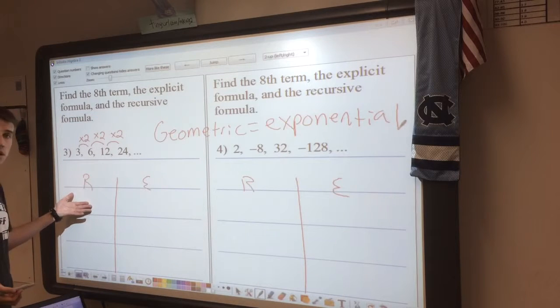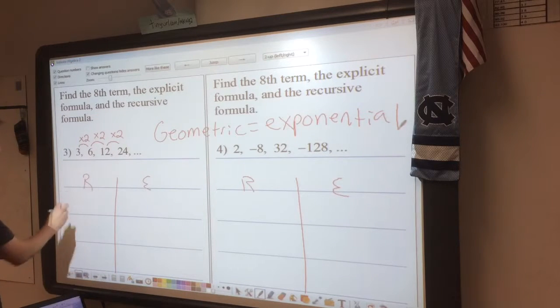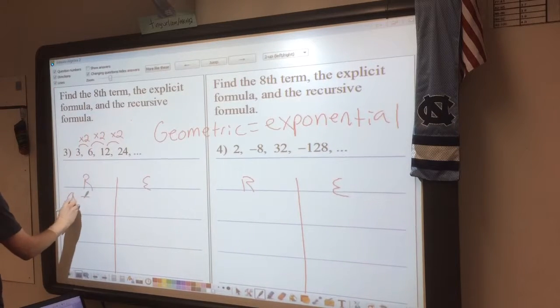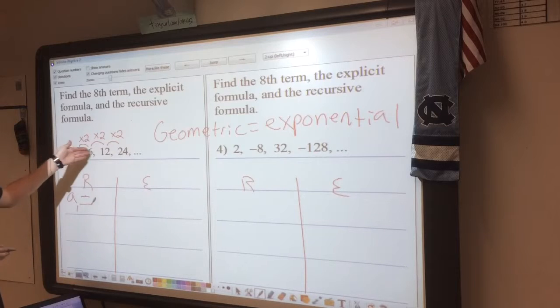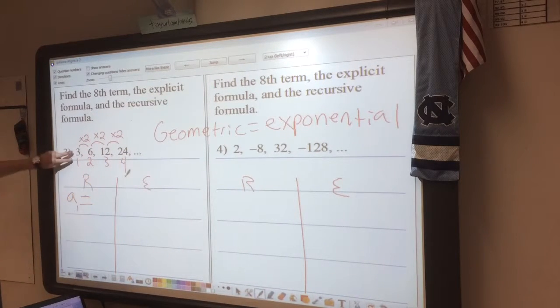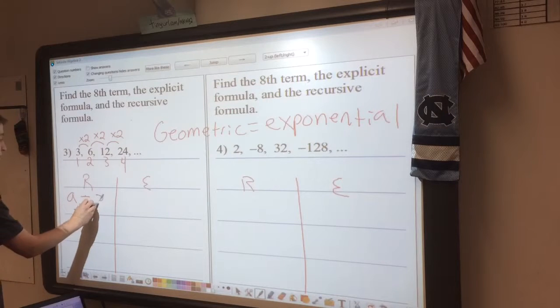Recursive formulas, just like with arithmetic sequences, start at A1, the initial value. What is the first term in the sequence? Okay? We see here, we can label it first term, second term, third term, fourth term. Clearly, our first term is 3.